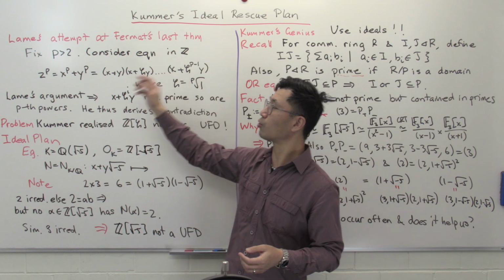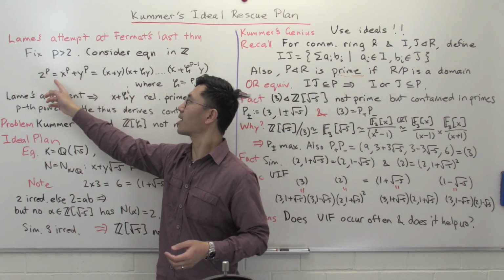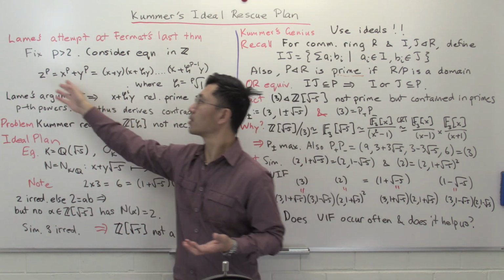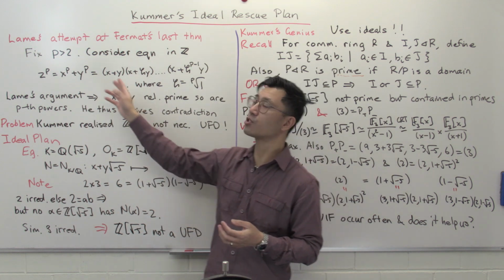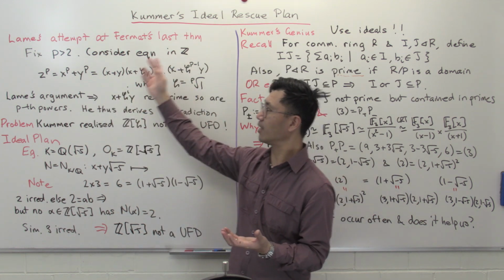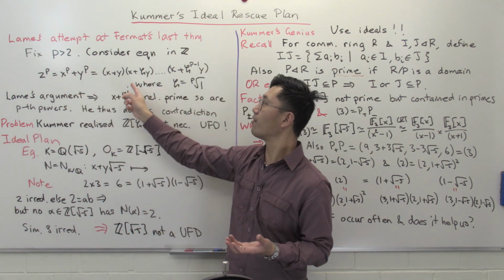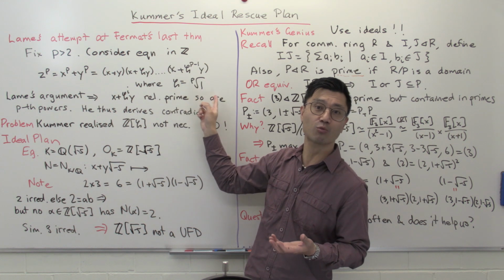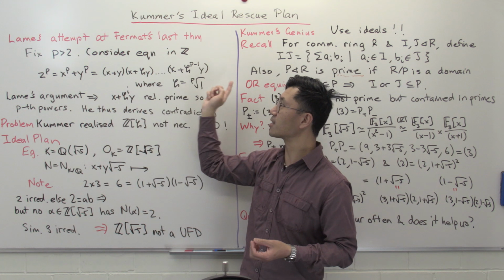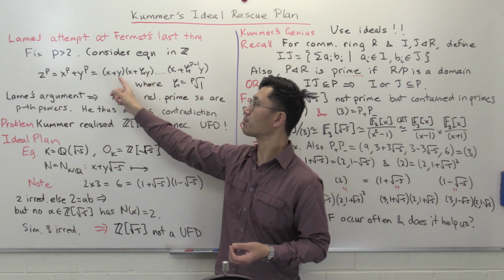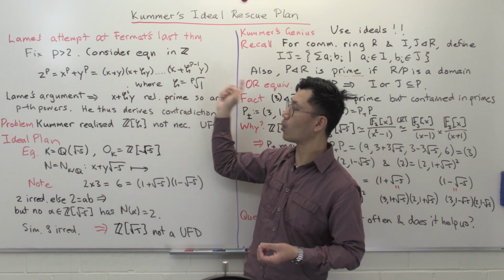And we consider the integral equation z to the p equals x to the p plus y to the p, and you can assume there's no common factor in those three integers, z, x, and y. If you want to mimic what Gauss did for sums of squares, you factorize this, and you can do this if you join zeta, which is a primitive pth root of 1. So that's what Lamé did, and it nicely factorizes as follows: x plus y times x plus zeta y, all the way down to x plus zeta to the p minus 1 y.